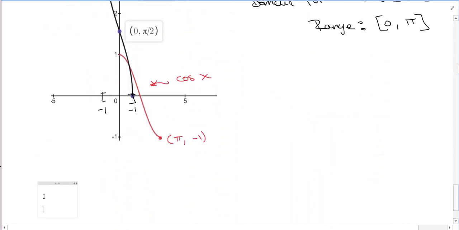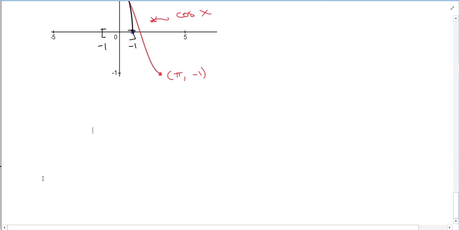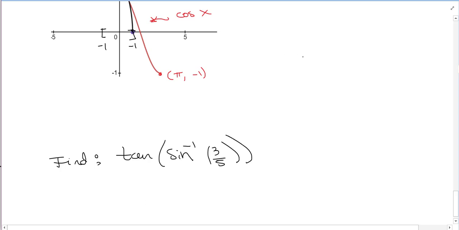Speaking of tangent, let's do a couple of examples of finding some things that you might see in your homework or things that pop up. So if I want to say, for example, find tangent of sine inverse of 3/5. How do we find that? Now this is quite different than if I had asked something like find tangent of sine inverse of 1/2, right?